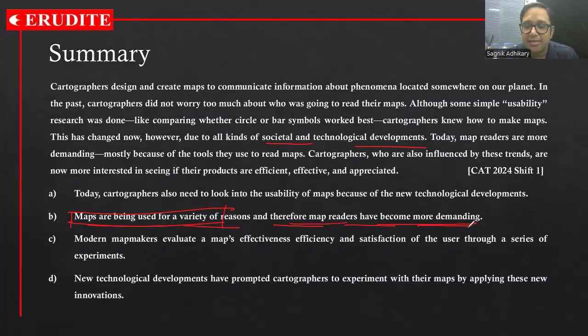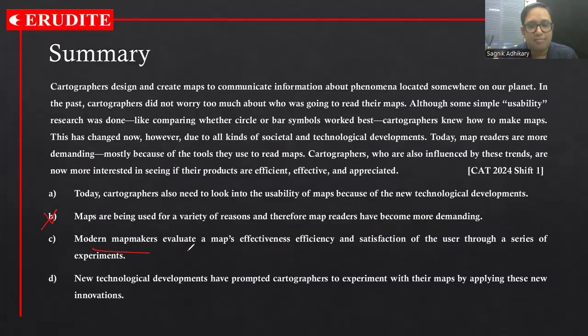And therefore, map readers have become more demanding. This also omits the major premise, the major subject of cartographers. So clearly, this is not the answer. Compared to A, B is further limited. Also, there is a baseless assumption in B. This is a summary. We don't have any place for baseless assumptions. We don't have any place for inferences. So B is knocked off the board.